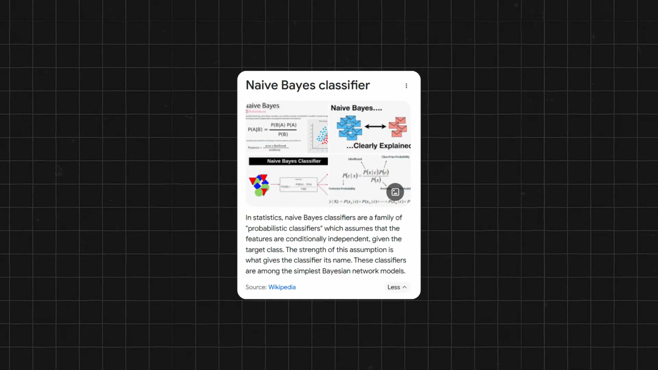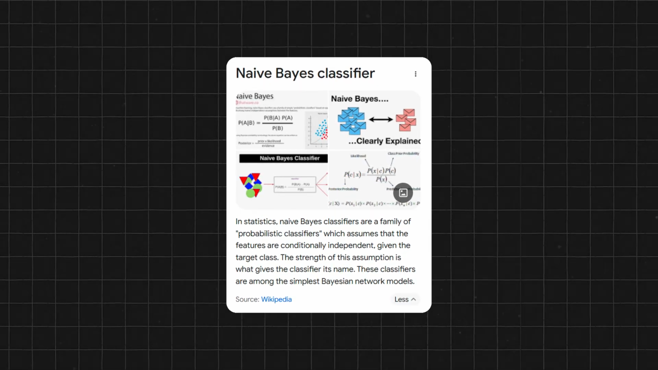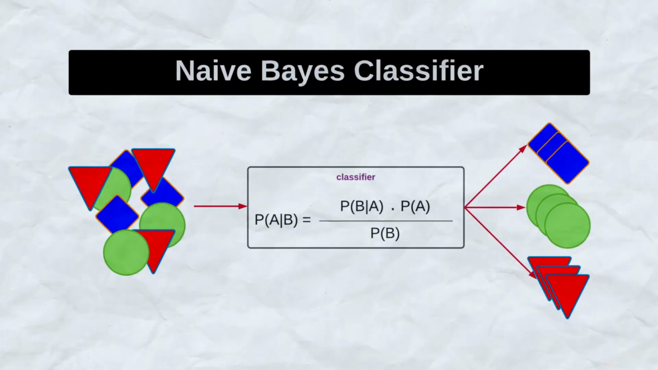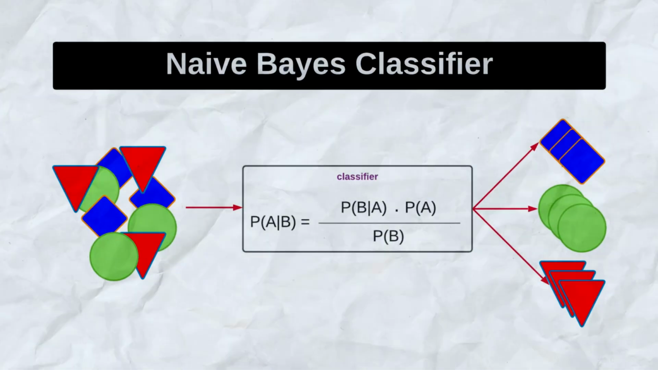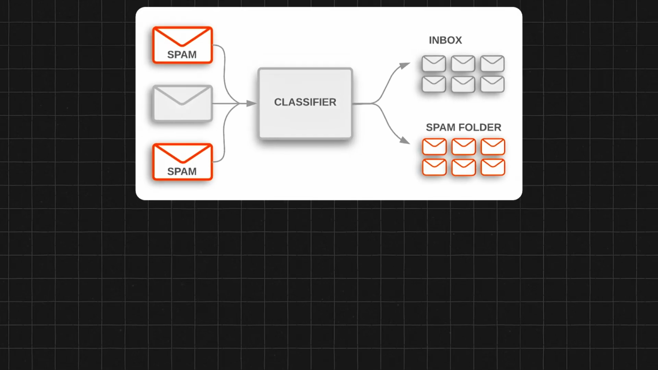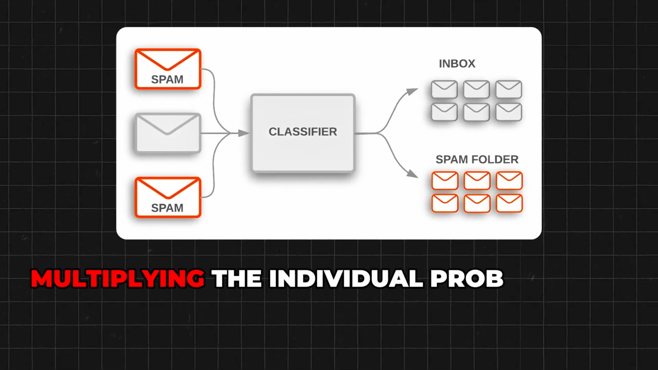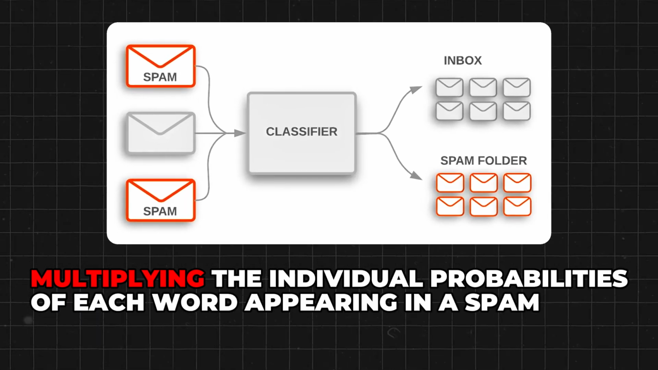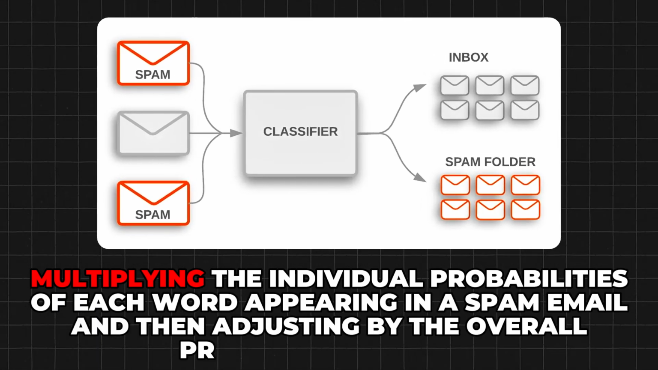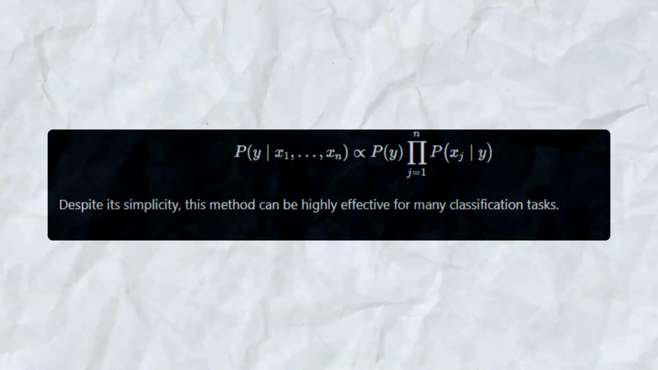Naive Bayes applies the principles of probability to classification by leveraging Bayes' theorem. The classifier assumes that the features are conditionally independent given the class label, a simplifying assumption that makes the mathematics much more tractable. For example, in spam detection, the model calculates the probability that an email is spam by multiplying the individual probabilities of each word appearing in a spam email and then adjusting by the overall probability of spam. Despite its simplicity, this method can be highly effective for many classification tasks.